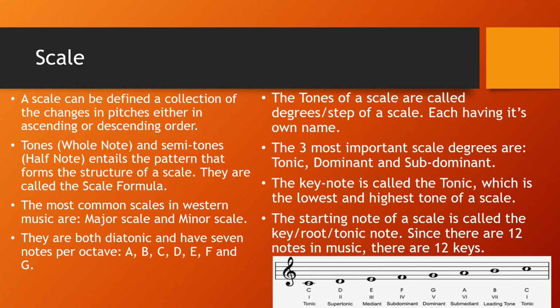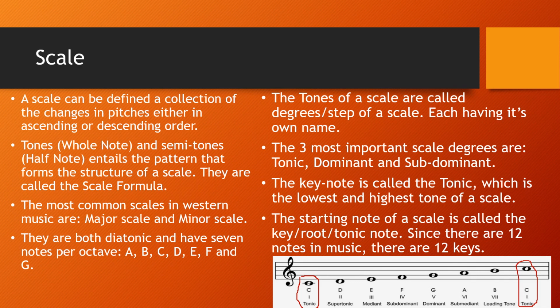The starting note of a scale is called the key, root, or tonic note. Since there are 12 notes in music, there are 12 keys. Take for instance the example we have here, running a scale from C to C. C, which is also the first note, is called tonic.